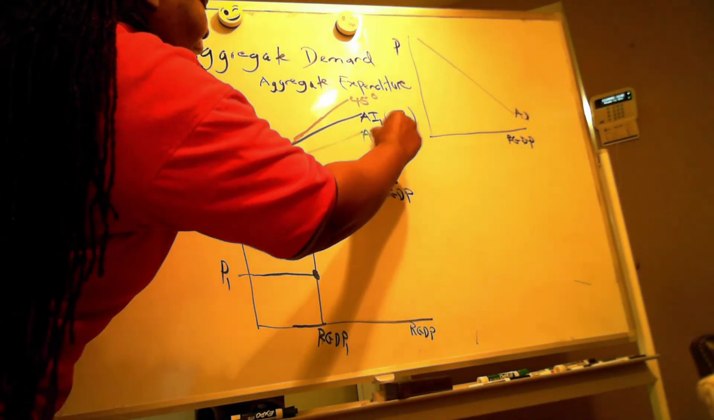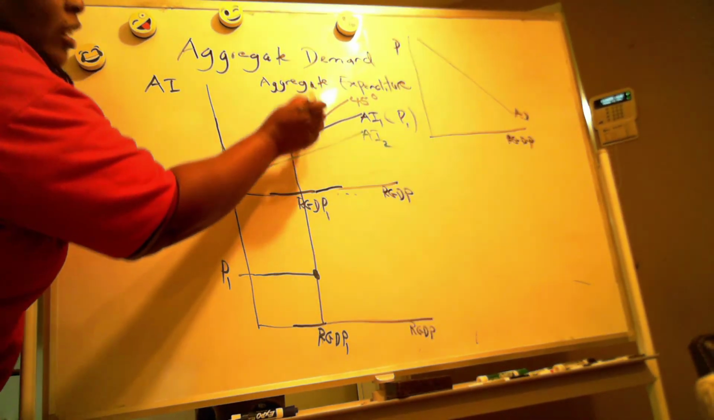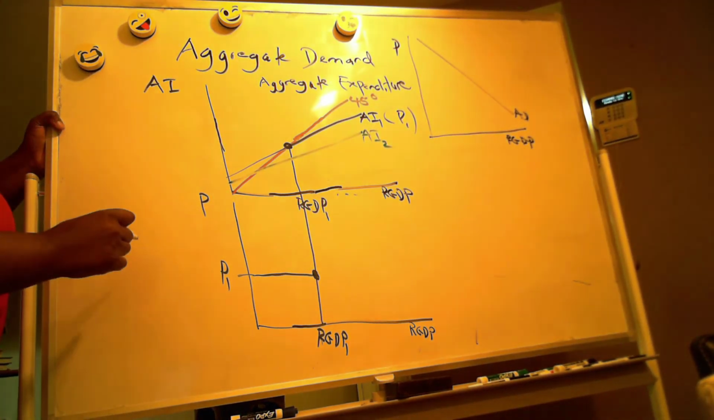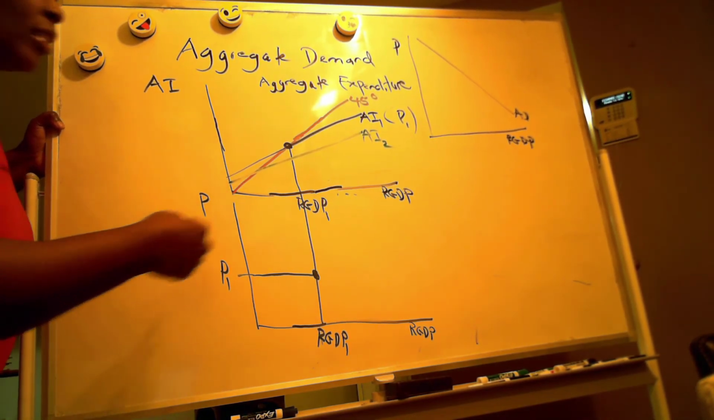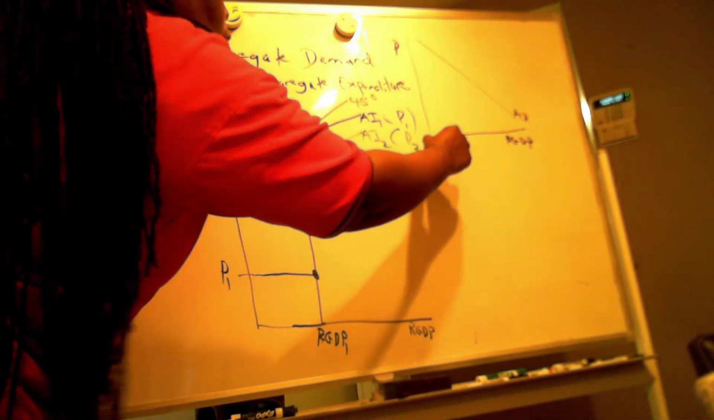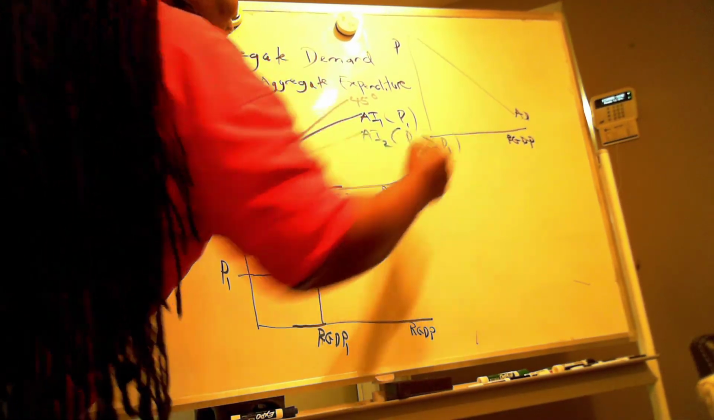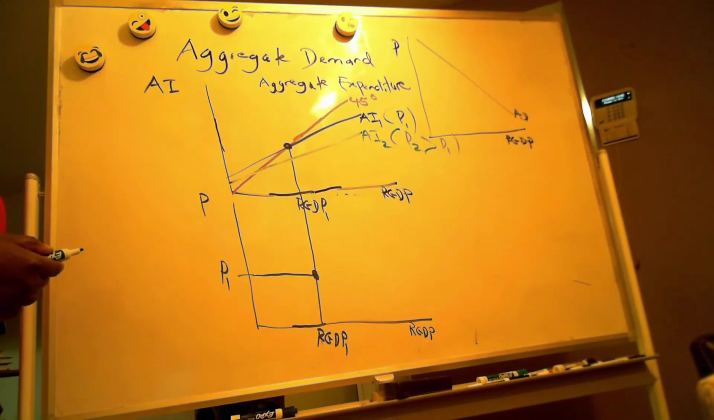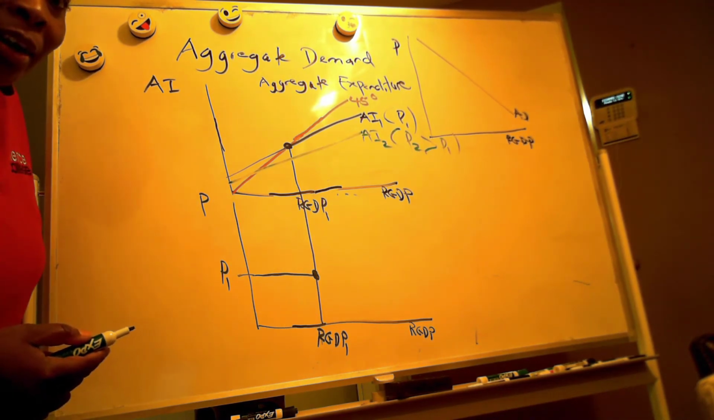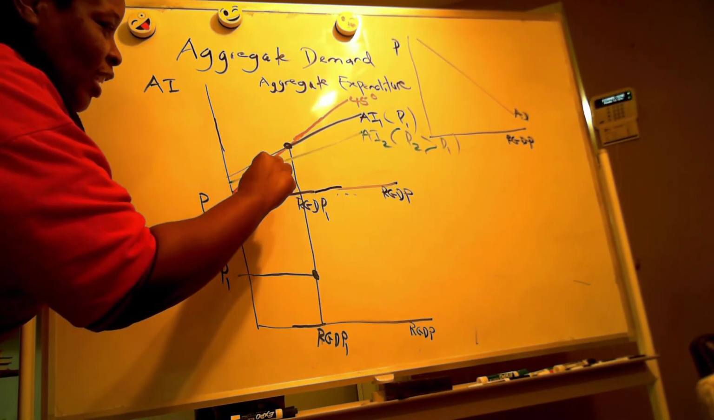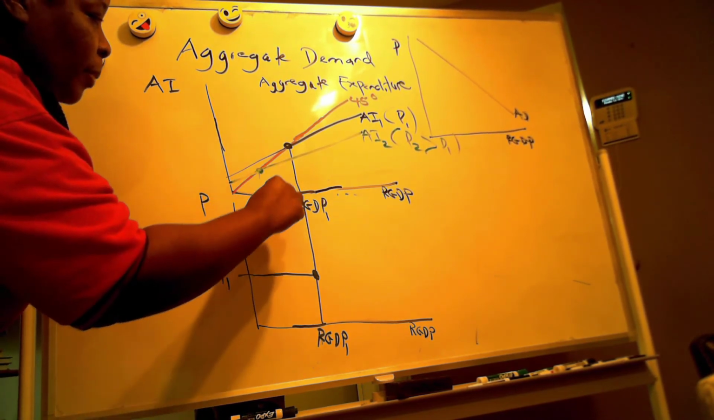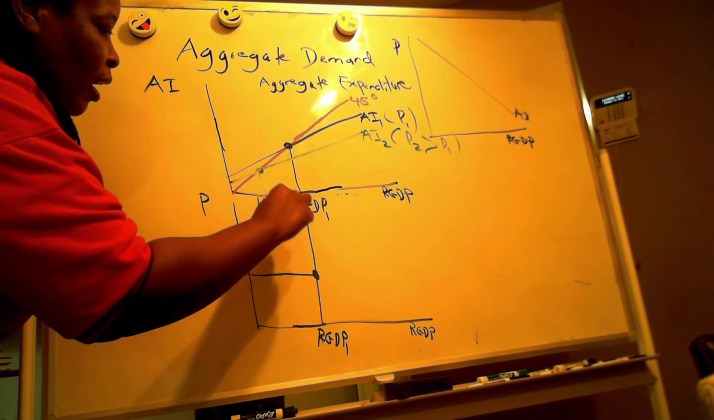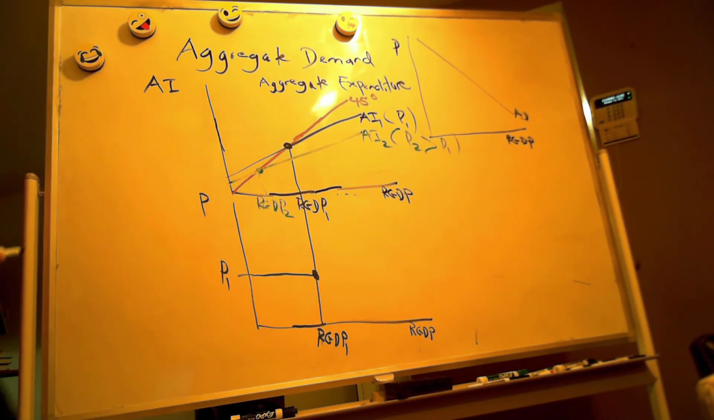Let's call it AE2, the aggregate expenditure going down. Why did that happen? Because I raised up the prices. Let's call it P2, which is greater than P1. That's a higher price. Do we have a new equilibrium? Yes, we do. It's where the 45-degree line now meets the new aggregate expenditure. Let's call that our GDP2.